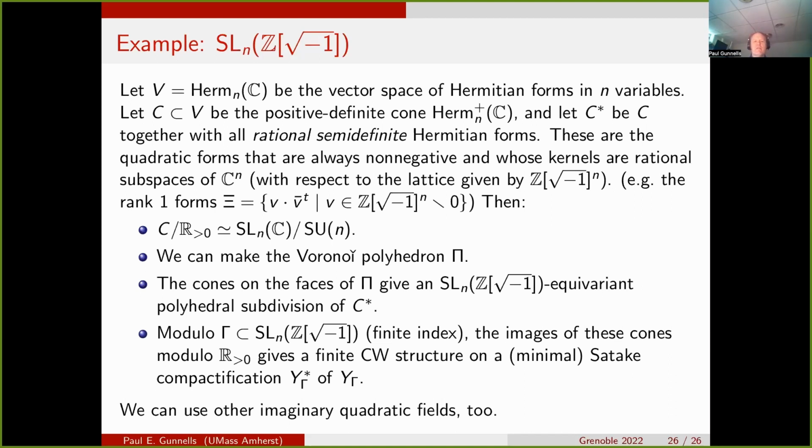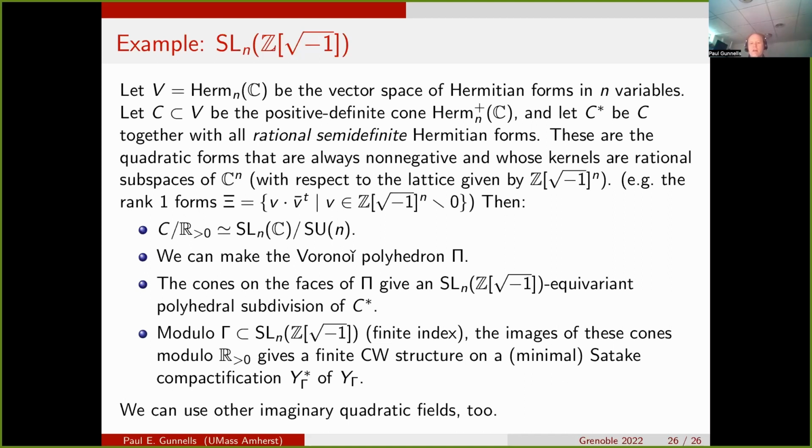So you take the cones on the faces of the convex hull of these points psi, and you get a polyhedron. And then the cones on the faces of that polyhedron give you a cell decomposition, which again gives you a CW structure on the quotient. You don't get the Borel-Serre this way for any of these examples because you don't have enough stuff at infinity that you've added to produce the Borel-Serre. You get something quite singular, but it's still good enough for what we want to do with it. And of course, you can use other imaginary quadratic fields too.